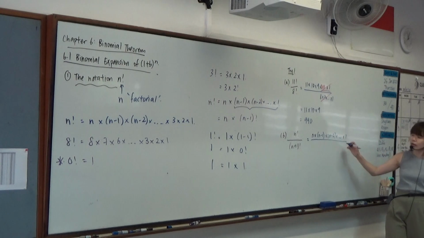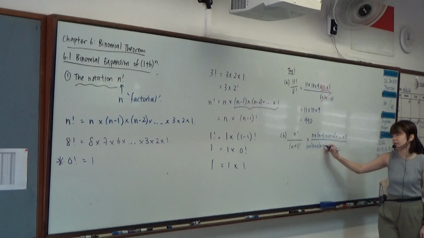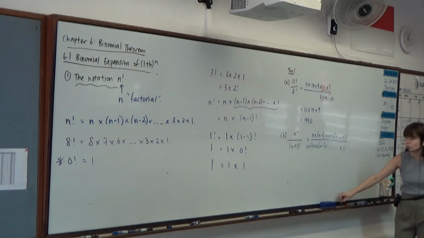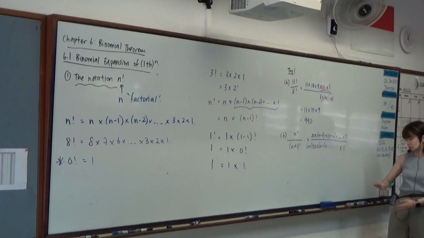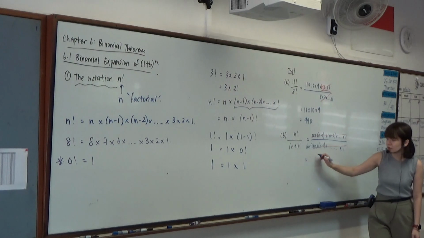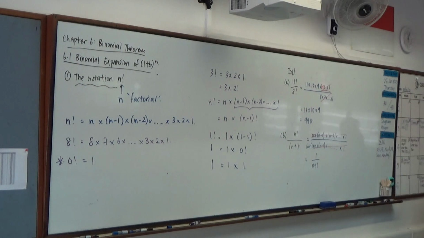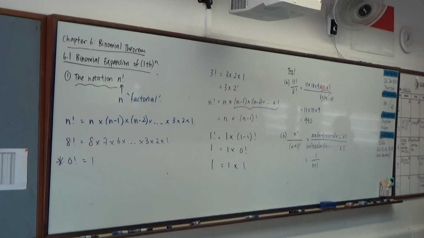Then n plus 1 factorial will start off at n plus 1 times n times n minus 1 and so on, times 1. So we see that we can cancel away all this, and therefore we are left with 1 over n plus 1. You may find that this seems a bit redundant and obvious, but these are necessary skills before we jump into the serious stuff.